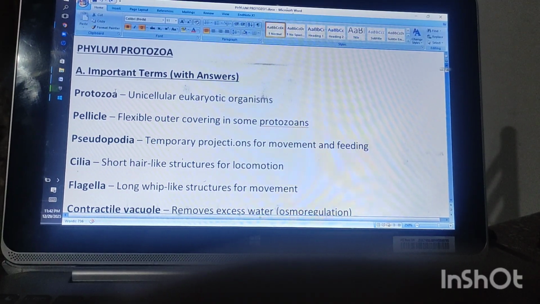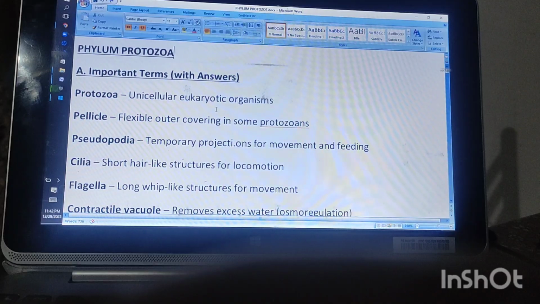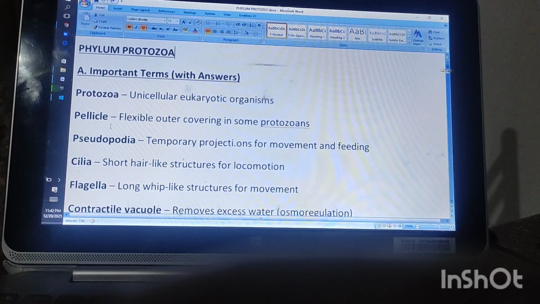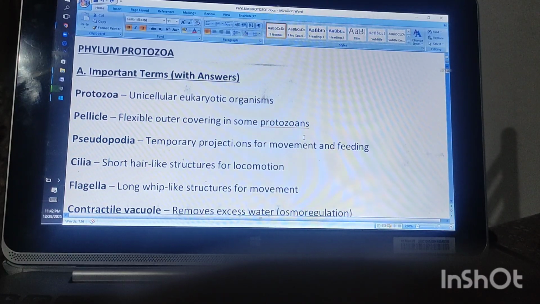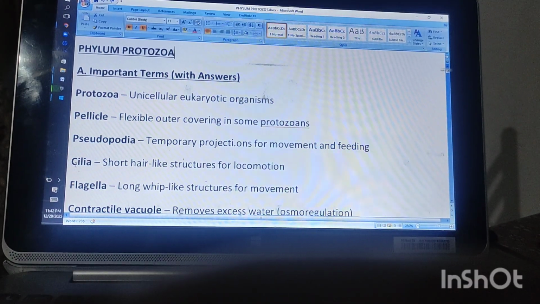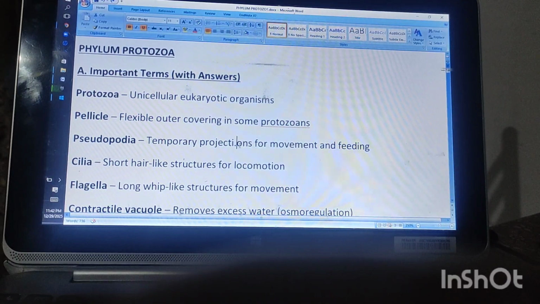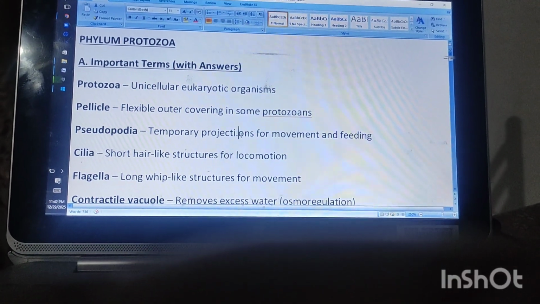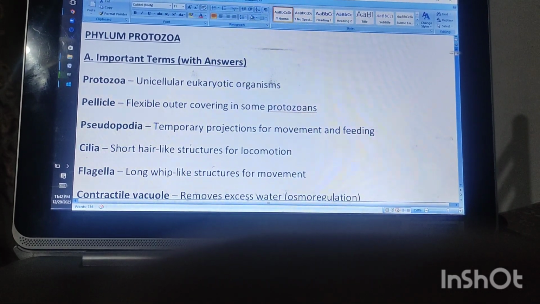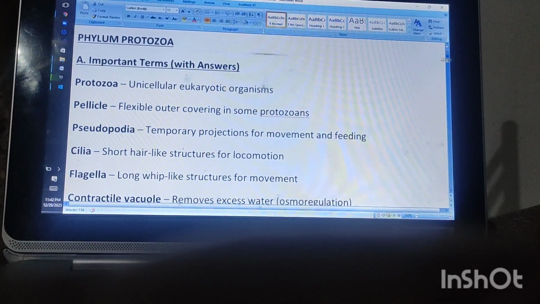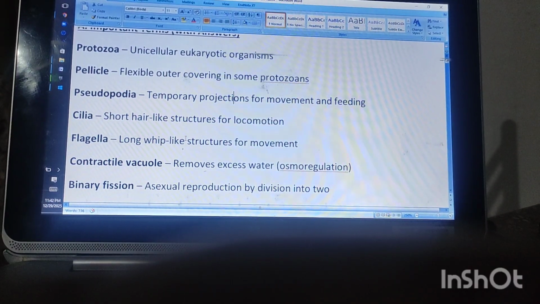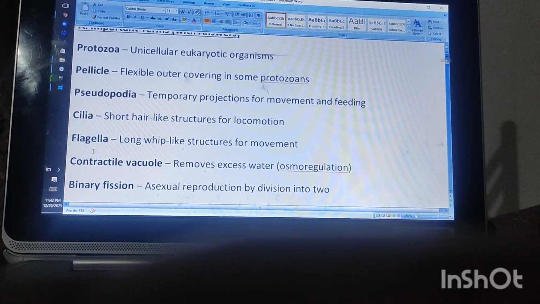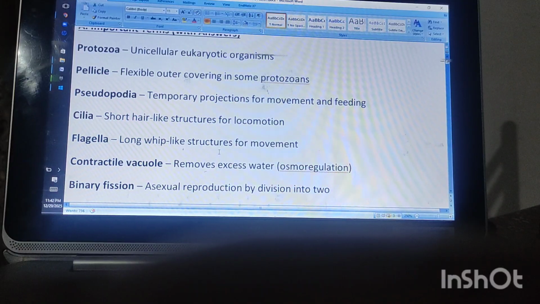MCQs. Number 1, we have protozoa, unicellular eukaryotic organisms. Pellicle, flexible outer covering in some protozoans. You know well about euglena and paramecium. Pseudopodia, temporary projections for movement and feeding. After that we have cilia, short hair-like structures for locomotion. Flagella, long whip-like structures for movement.